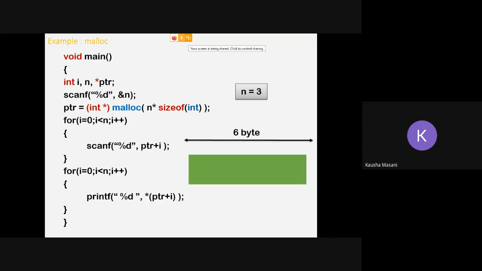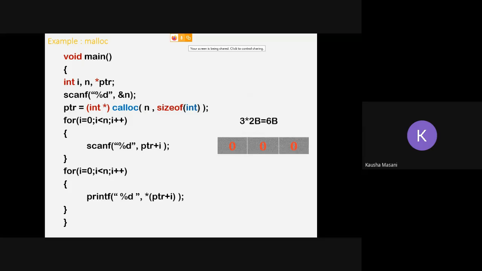So let's say it is taking 6 bytes. Now, as we are executing malloc, the whole 6-byte memory chunk, a memory block, is getting reserved. So 3 into 2 bytes, so total 6 bytes. Like this it is going to be assigned in the case of calloc.